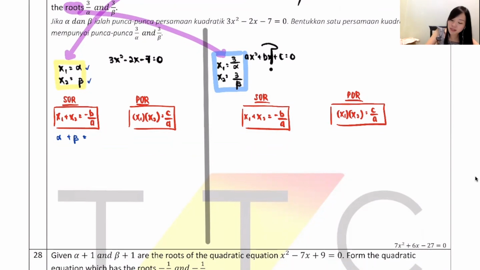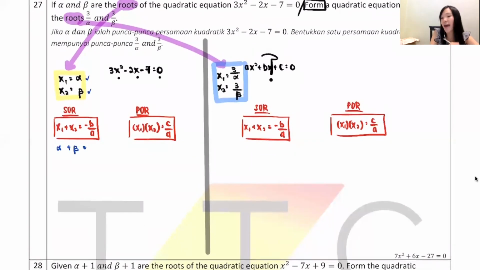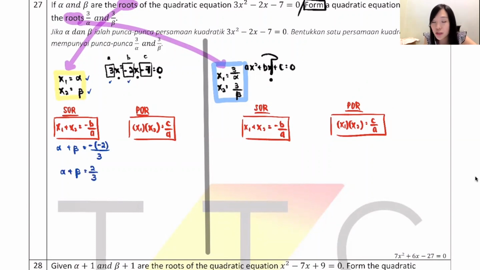I repeat again the a, b, c. I look at the equation, that is the general form. There's a 0, there's an x squared, there's an x. So my a is 3. My b is negative 2. My c is negative 7. So I substitute. My b is negative 2, so negative bracket negative 2, put bracket over a. My a will be 3. So alpha plus beta equals negative, negative, positive. Do you guys get 2 over 3?